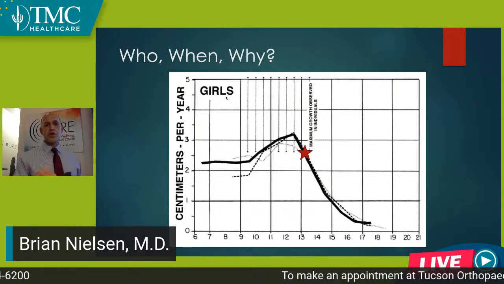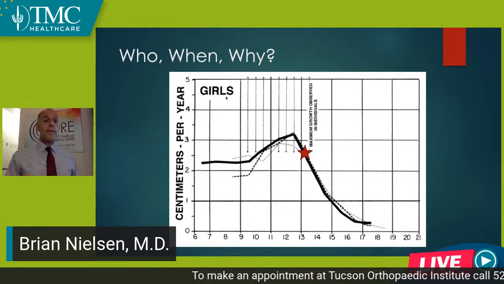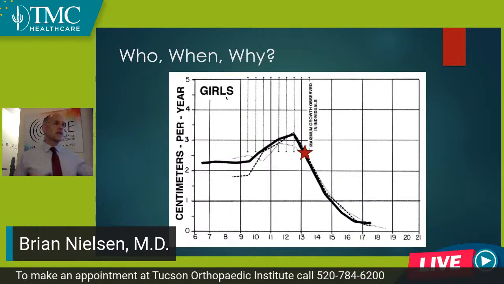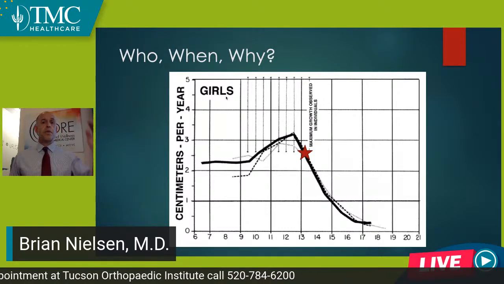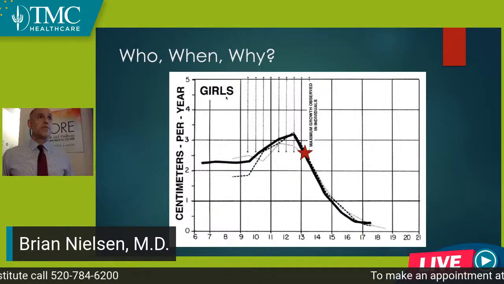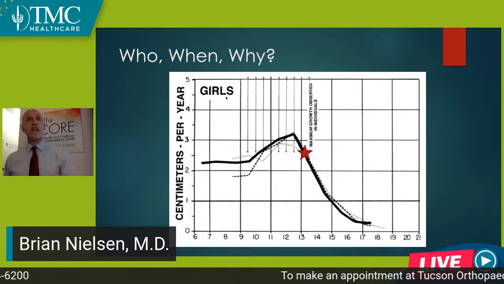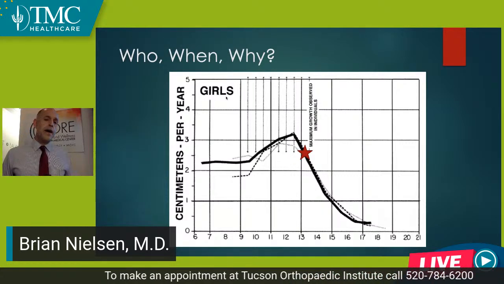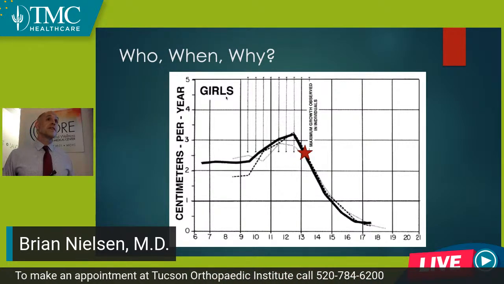Now, what this graph shows is growth from the age of 6 up to about 20. And what it shows is that growth is pretty steady. And then there's a spike of growth, which we lovingly refer to as puberty. And then it sort of tapers down over time. Now, the red star represents the onset of menses.